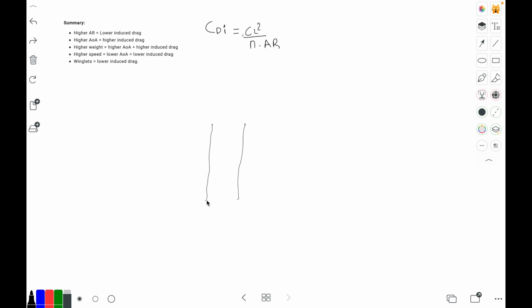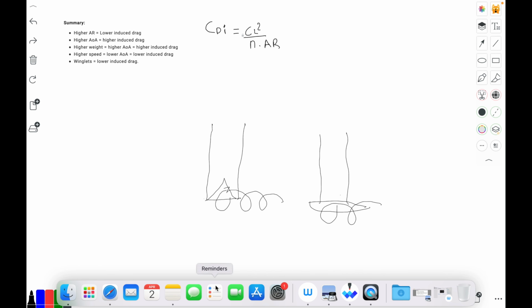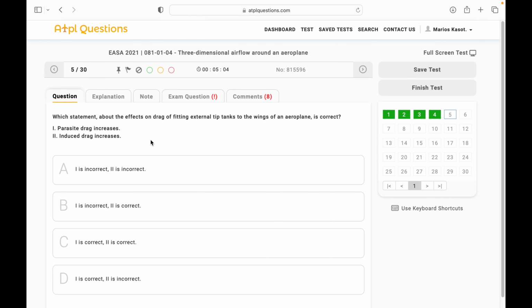What do the winglets do? The winglets act like a wall, a barrier, preventing the wingtip vortices from going from the lower surface to the upper surface. So in that case, if we have a wingtip tank at the tip, it will have the same effect. It will act as a wall, reducing the wingtip vortices. So, parasite drag increases, correct. Induced drag decreases, incorrect. Incorrect and incorrect.